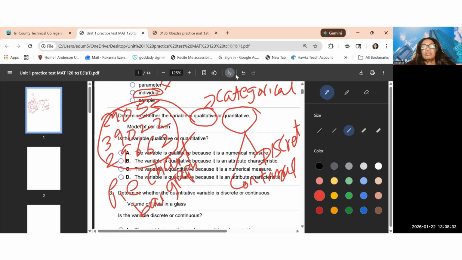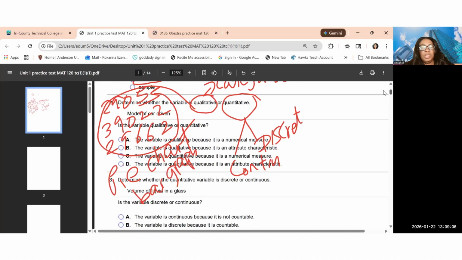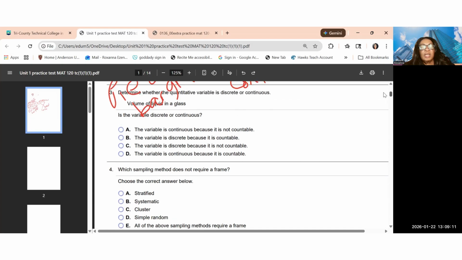Okay, let me try to clean this and see how it goes. All right, so you are not cleaning. Okay, so I can move this up then. So you'll be able to find which one is discrete and which one is continuous.